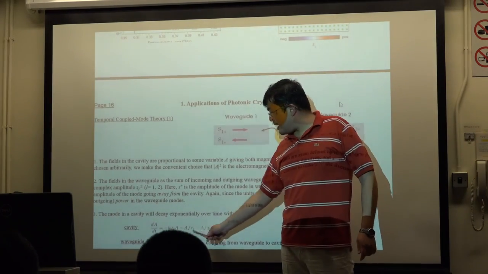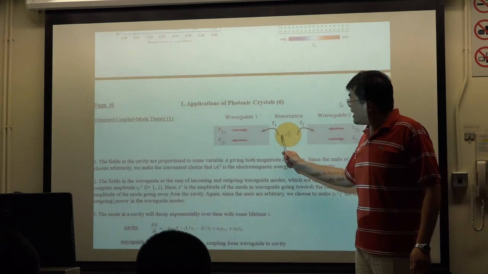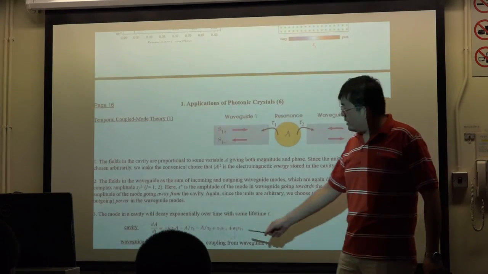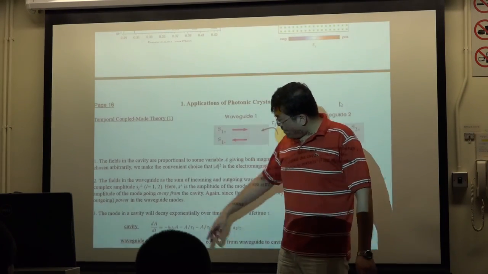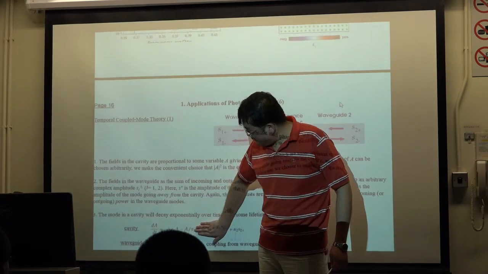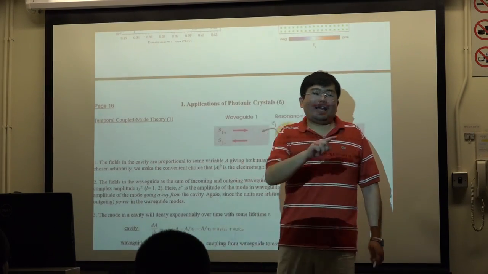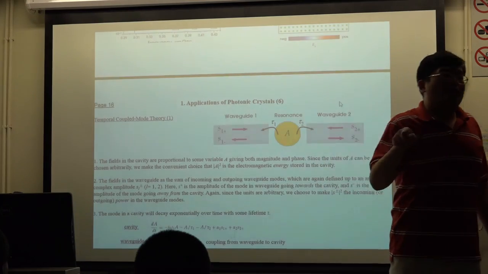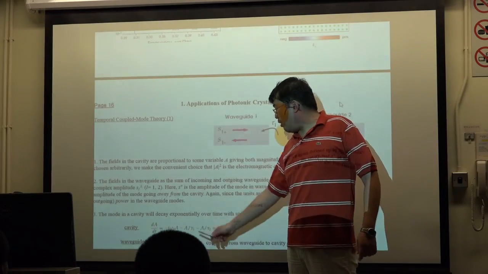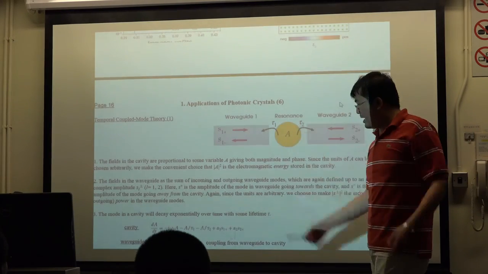Another is the decay, because this cavity is coupled to waveguide 1 and also coupled to waveguide 2, so there is decay. If I ignore the i omega A term and just keep this part, how about the solution? Just exponential decay, right? exp of minus t over tau. So this is exponential decay with tau 1 and tau 2. Tau 1 and tau 2 are similar to the lifetime concept.